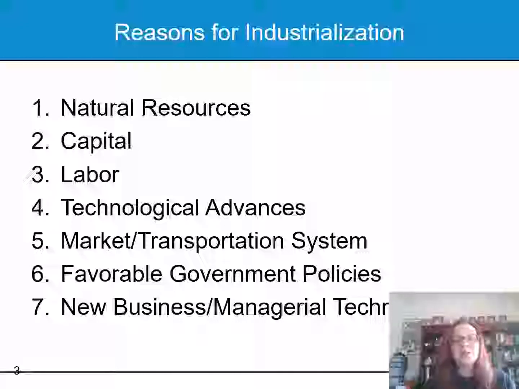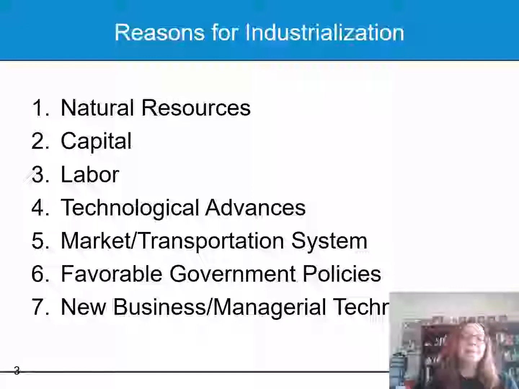And so when we look at this, we really identify 7 reasons for industrialization in the latter 19th century. The first one of these is natural resources. The United States is very lucky in that we have an abundant amount of natural resources. Lumber, mineral resources, great agricultural land. And so these, of course, are necessary items that you must have in order to become industrialized.